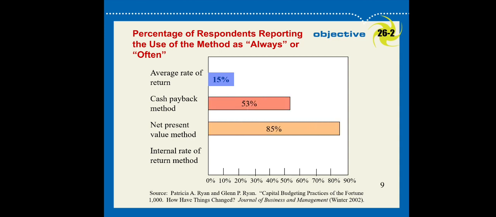Okay, this is like data from a survey. When somebody did a survey in the US many years ago, they found that businesses out there use these four methods to do capital investment analysis, and 85% of businesses said they use net present value. So the net present value method is very popular. 53% said they use the cash payback method, and 15% of companies said that they use the average rate of return method. And then the internal rate of return method is 76%. So see here, the most popular or widely used method is the net present value method.